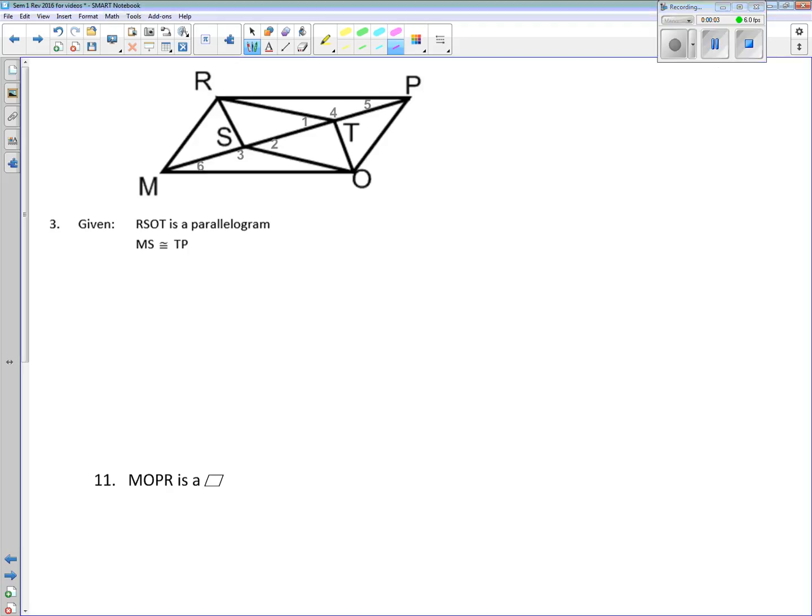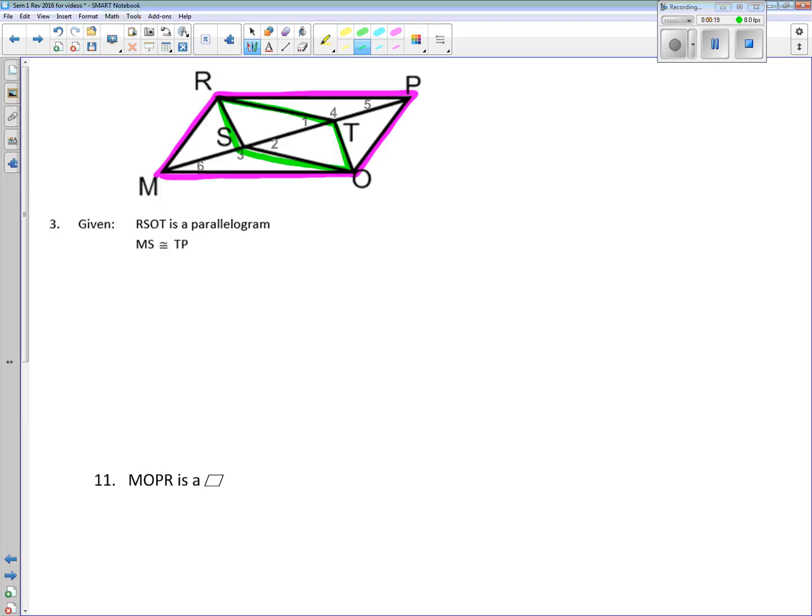Okay, number 3 is going to be a little bit of a longer proof. We're trying to show that the outlying figure MOPR is a parallelogram. There are a couple different ways to do it, depending on the information that they give us. We determine which method we use.